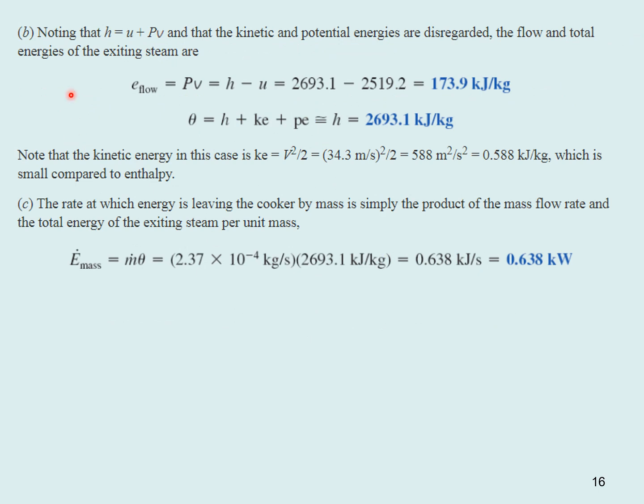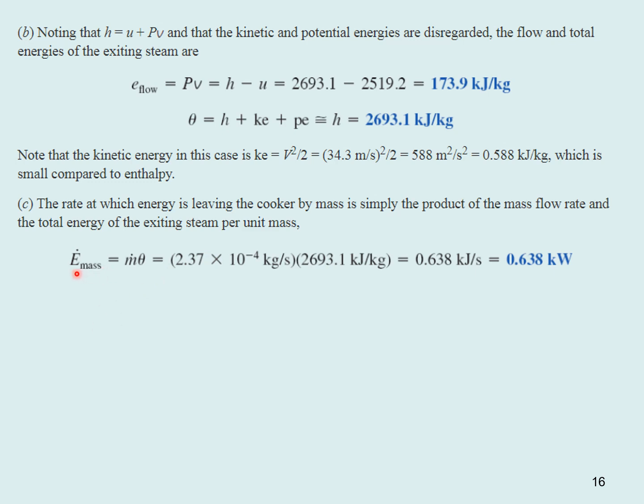So part B, here we can calculate the flow energy, because it's just PV, since we're ignoring kinetic energy and potential energy. So this is H minus U. And these values, we had those looked up, so we find what the energy is. And the theta value we can find, because we're ignoring the kinetic and potential energy, that's just the H value. And here he does note that the kinetic energy term is so much smaller compared to the enthalpy that it's not worth considering.